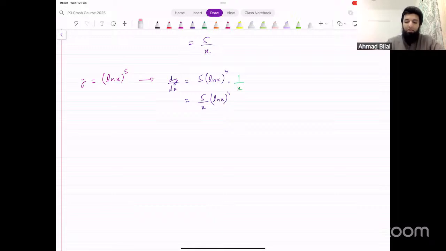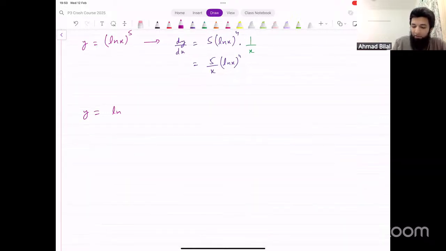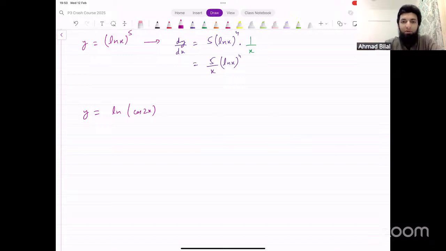Let's take another example. Let's say you have y equals ln of cos of 2x. How do you differentiate this now? Y equals ln of cos of 2x. What's the outer function in this case? The outer function is the log function, the ln function. What's the rule for ln?